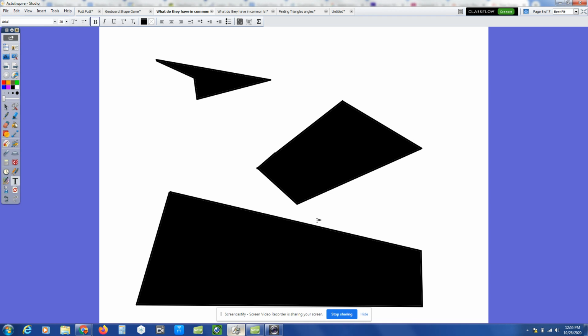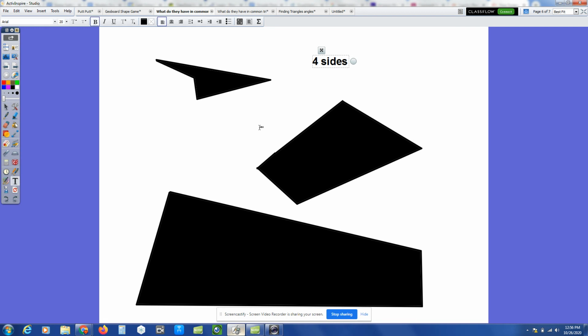Their lines are not the same. They don't have parallel lines. They only have intersecting lines. So this one has a perpendicular line, but no other shape has a perpendicular line. The only thing that all three of these shapes have in common is that they have four sides.